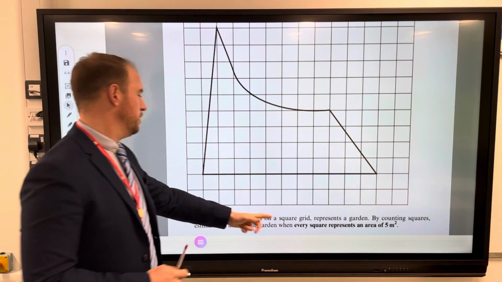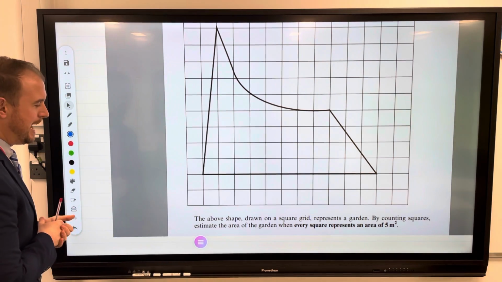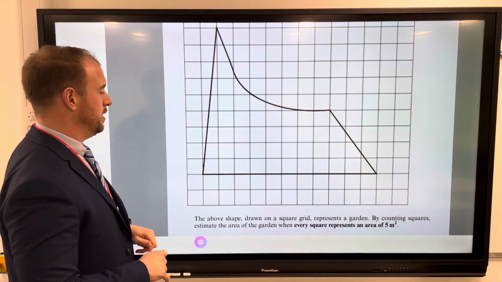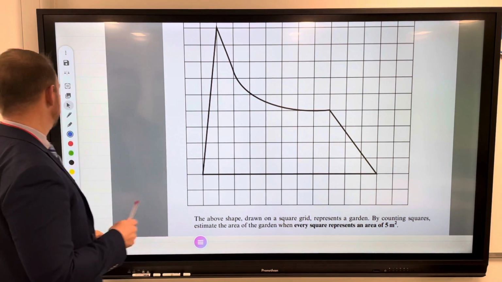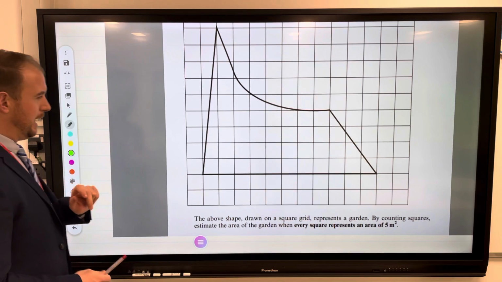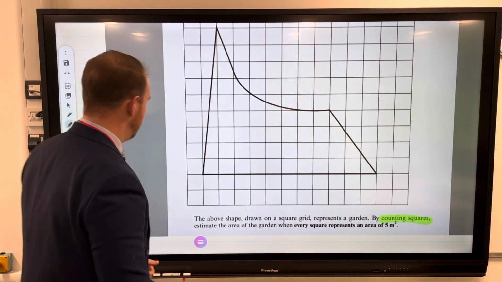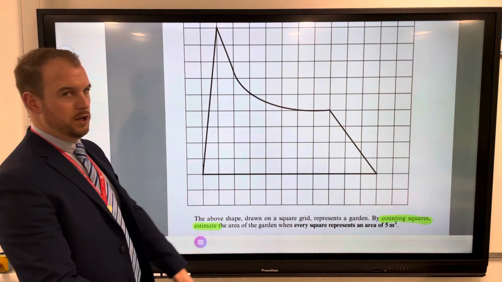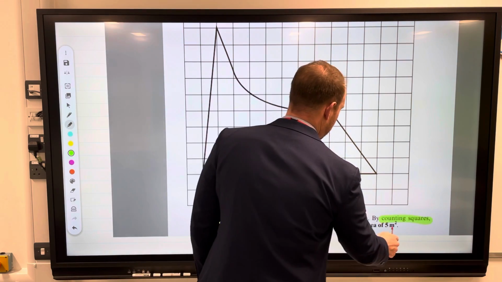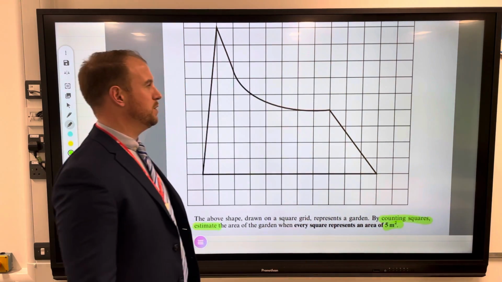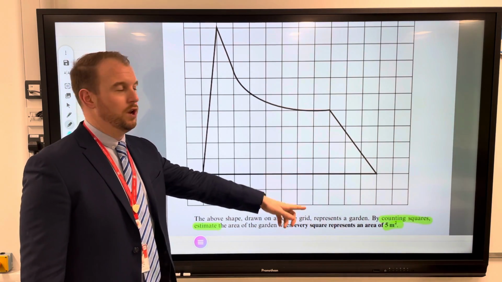Well, the above shape, drawn on a square grid, represents a garden. By counting squares, estimate the area of the garden when every square represents an area of 5 meters squared. So I'm going to get a little highlighter. When it says by counting squares, that's a big clue. Estimate means you're going to get marks for having it there or thereabouts. And each square is 5 meters squared. So we need to remember that. That's the bit that's going to catch a lot of people out.